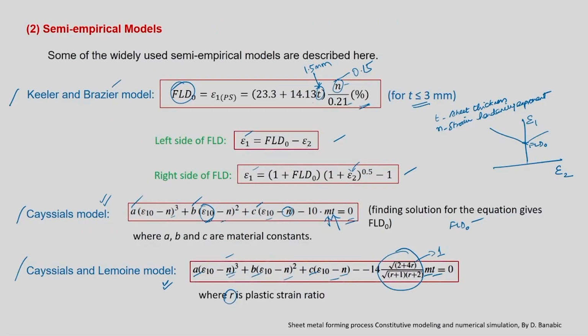Now, analytical models are done, semi-empirical models are done. There are various other analytical models available. There are damage theories, damage models, which can be used to get sheet fracture strains.